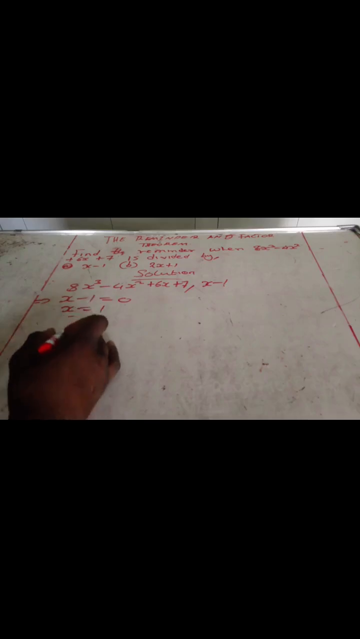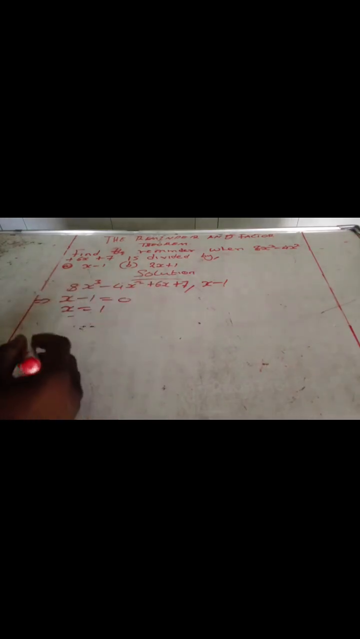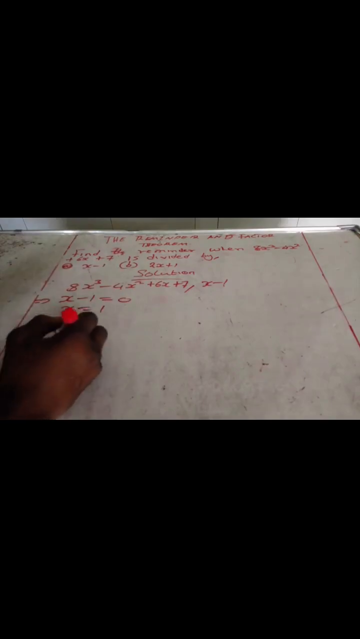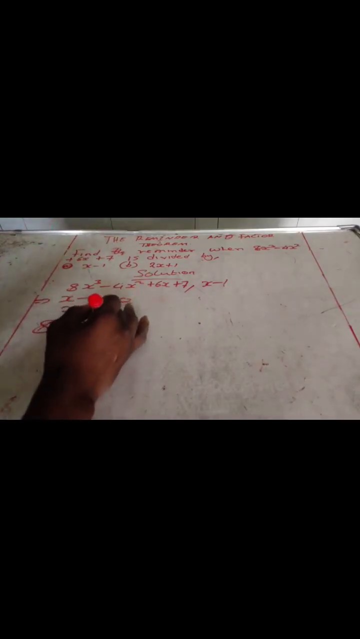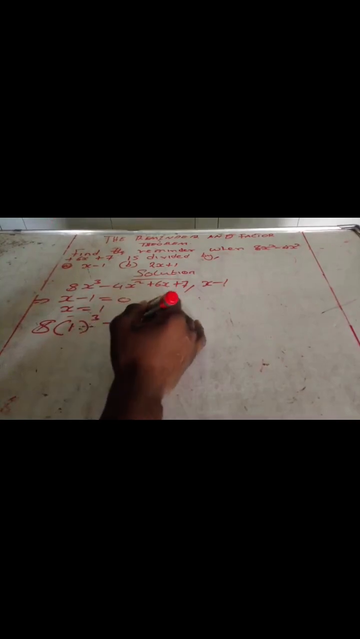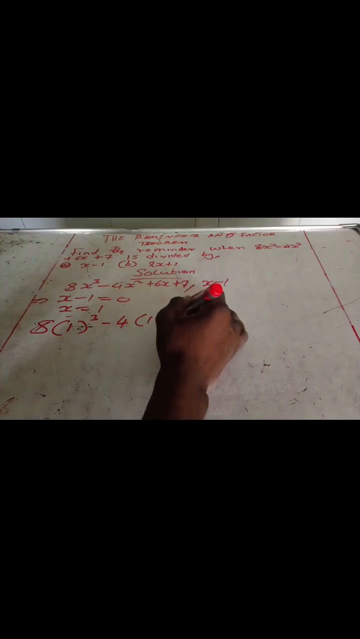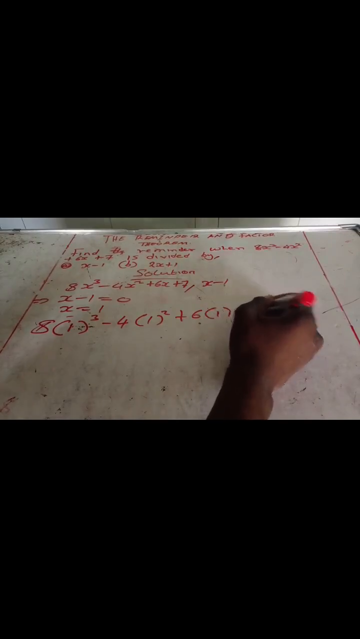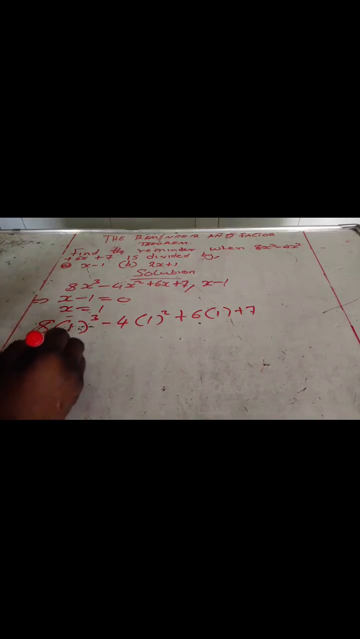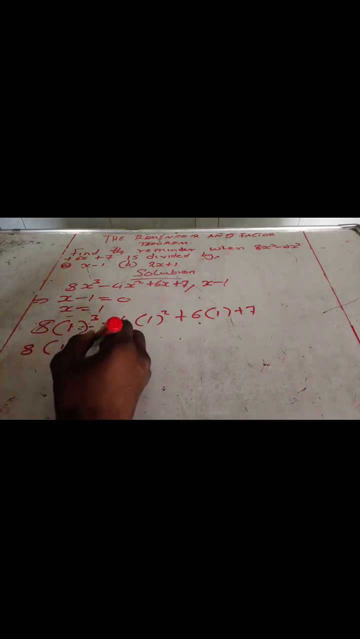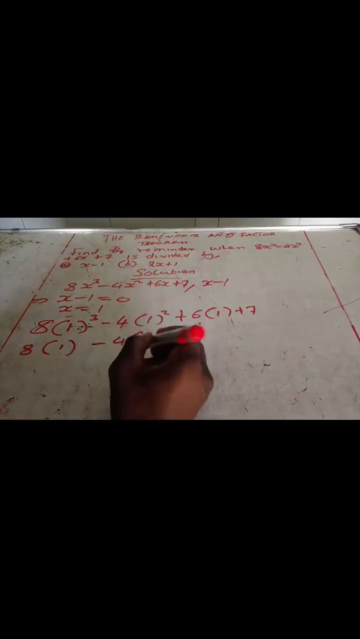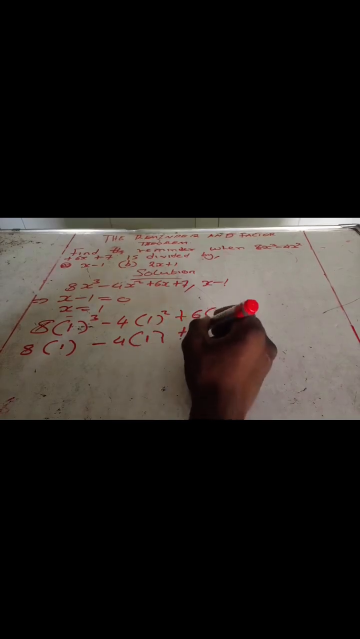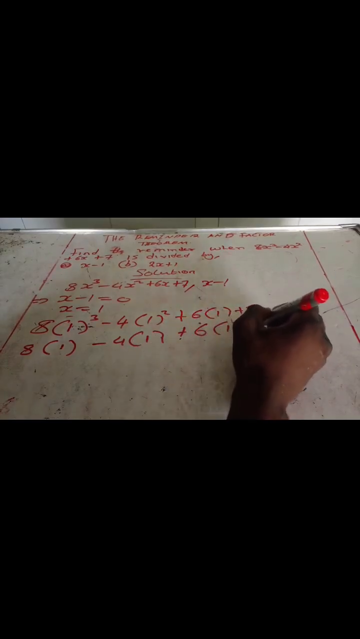So the second stage is just to replace this value of x into this polynomial where there is x. So I'm going to write 8. Remember, where there is x, we replace with the value that we have found, which is 1 cubed, minus 4 times 1 squared, plus 6 times 1, plus 7. So 8 times 1 cubed, it's 1, minus 4 times 1 squared, it's 1, plus 6 times 1, plus 7.